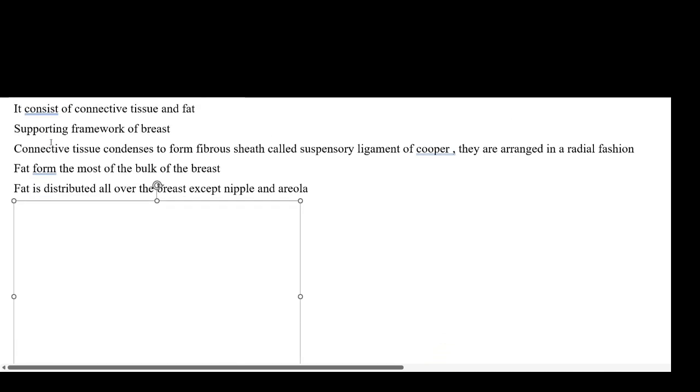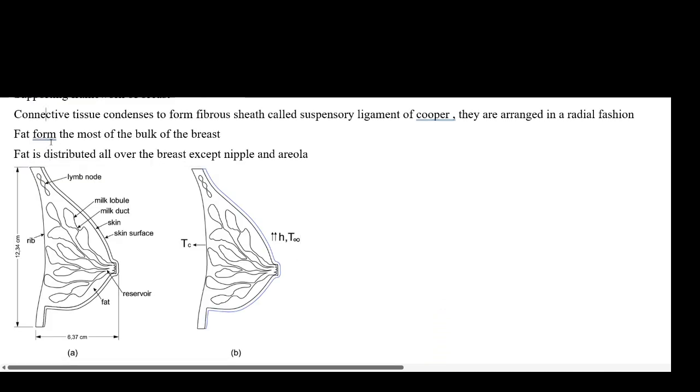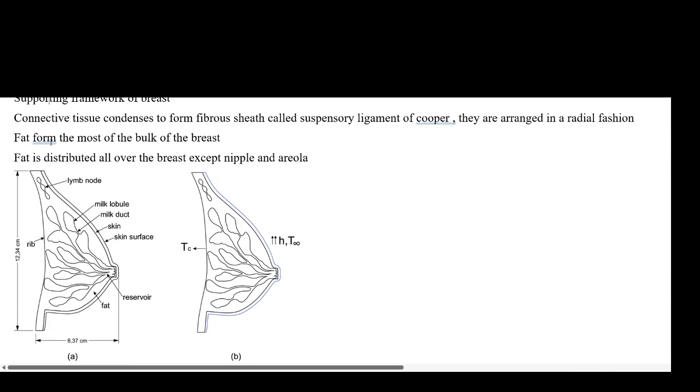The second part we will study is stroma. Stroma is basically a supporting framework of the breast. It is made up of connective tissue and fat. The connective tissue condenses to form ligaments. The special ligament is named the suspensory ligament of Cooper, which is arranged in a radial fashion, which makes a contact between our breast and the pectoral fascia.